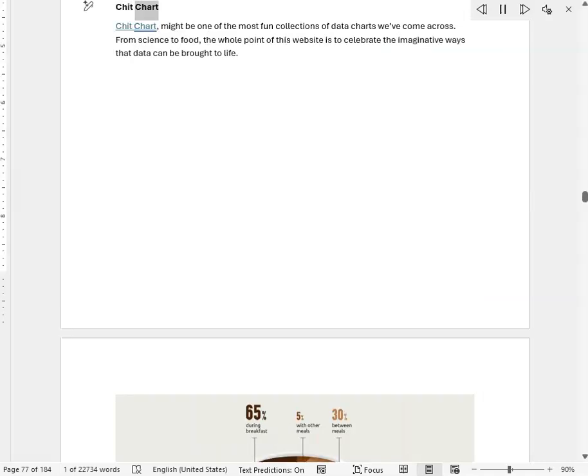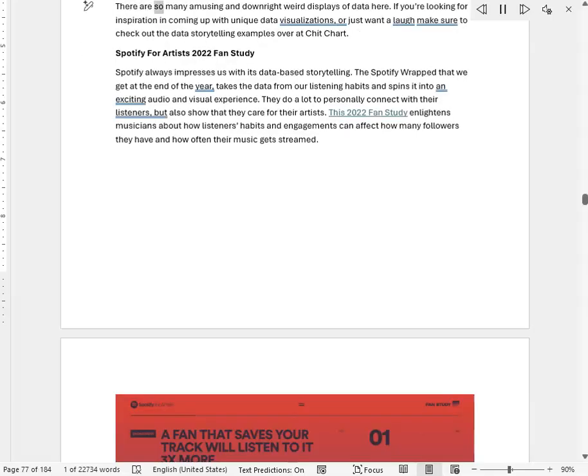Chit chart. Chit chart might be one of the most fun collections of data charts we've come across. From science to food, the whole point of this website is to celebrate the imaginative ways that data can be brought to life. There are so many amusing and downright weird displays of data here. If you're looking for inspiration in coming up with unique data visualizations, or just want to laugh, make sure to check out the data storytelling examples over at ChitChart.